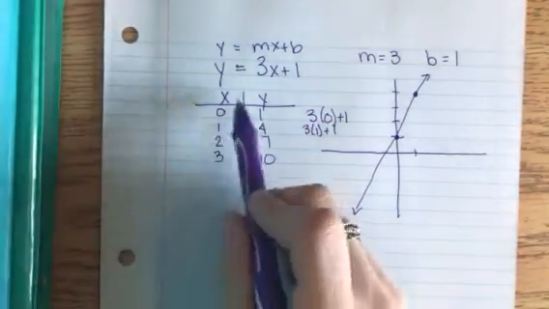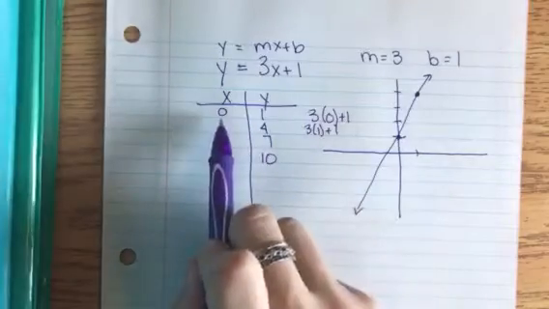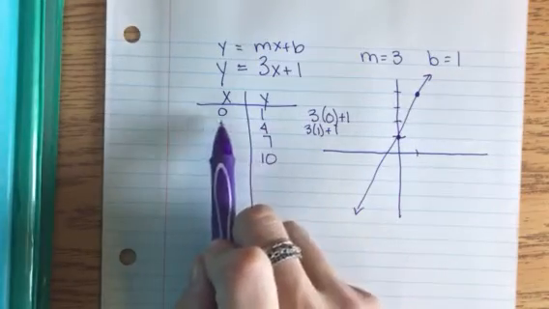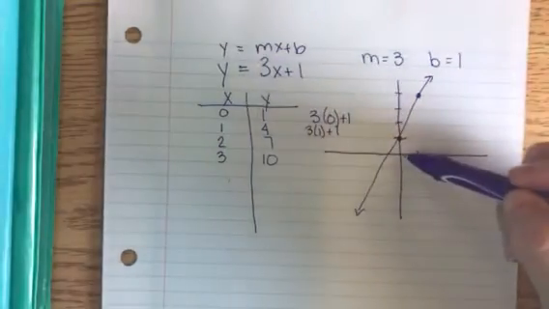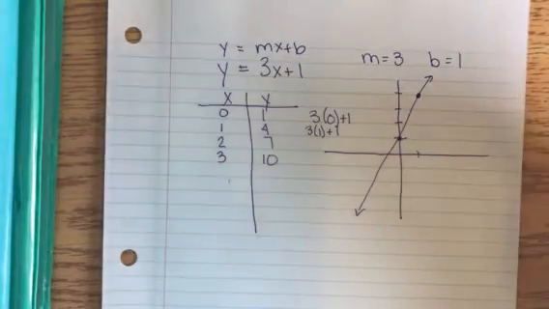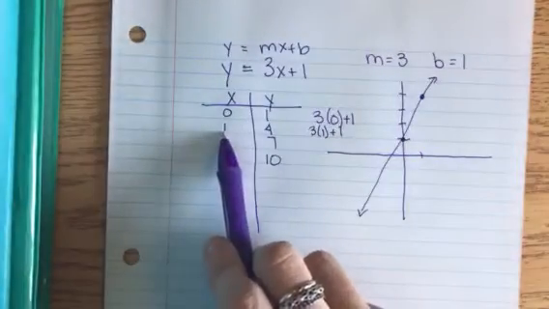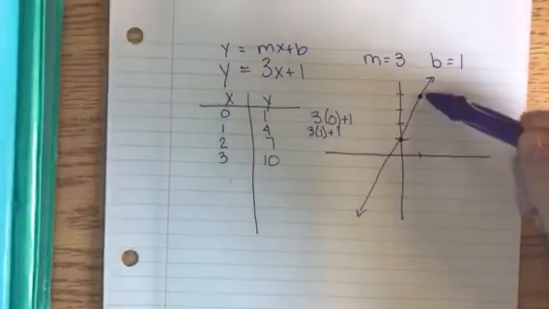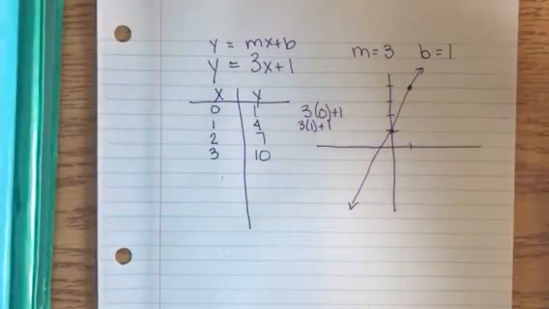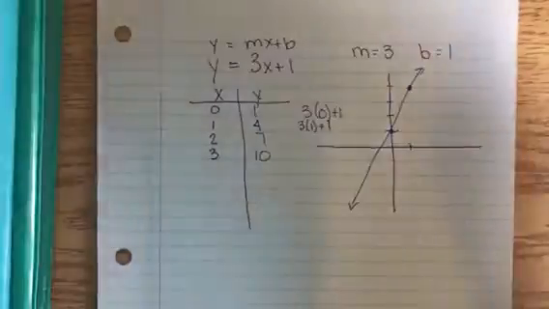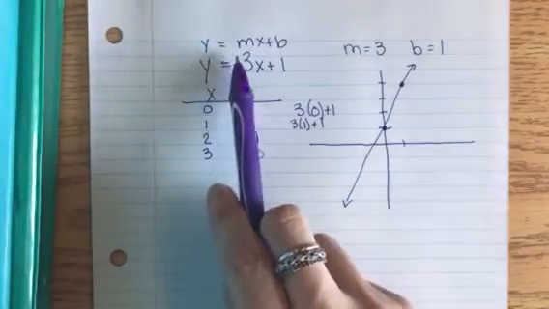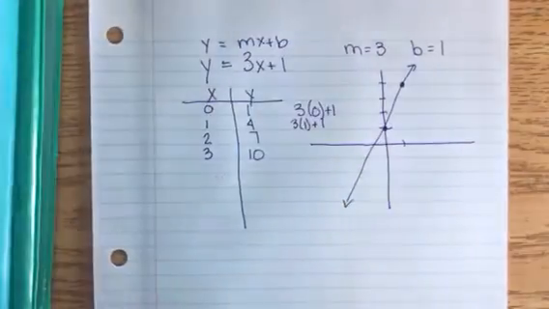But these actually represent ordered pairs. So this is the ordered pair 0, 1. And if we look at our graph, 0, 1 is right here. This is the ordered pair 1, 4. That's our second ordered pair that we plotted here. We know that because this is in y equals mx plus b form, this will make a line.